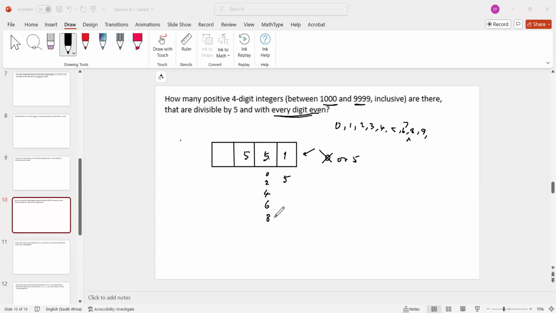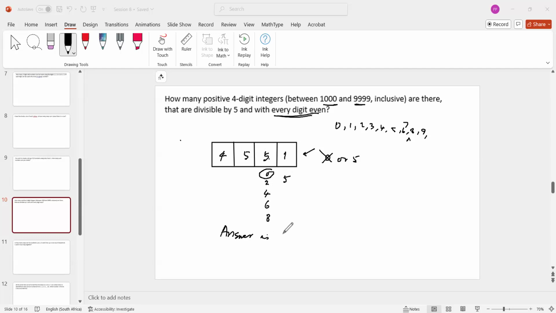Every number is even. But here now, again, there are 5 possibilities. Oh, but you can't put 0 now. You're not allowed to put 0 here. So you can only put 2, 4, 6, or 8. There are only 4 ways in which you can fill the first number. So these give you the number of ways in which you can fill each box. And that is the strategy in solving these problems.